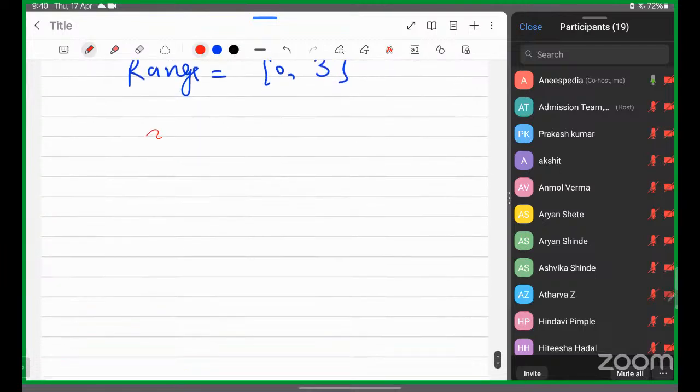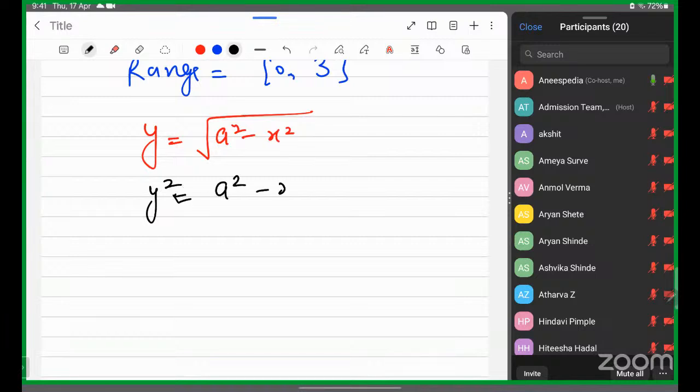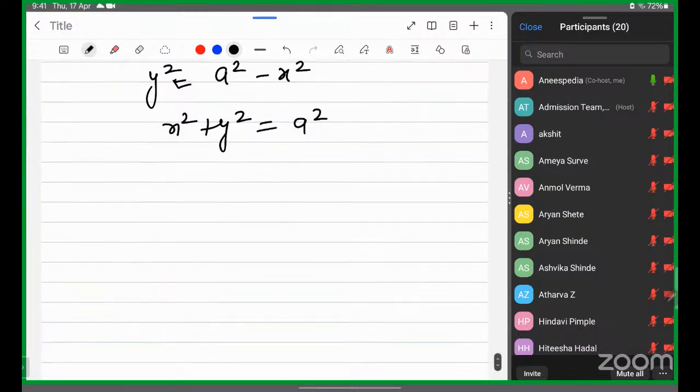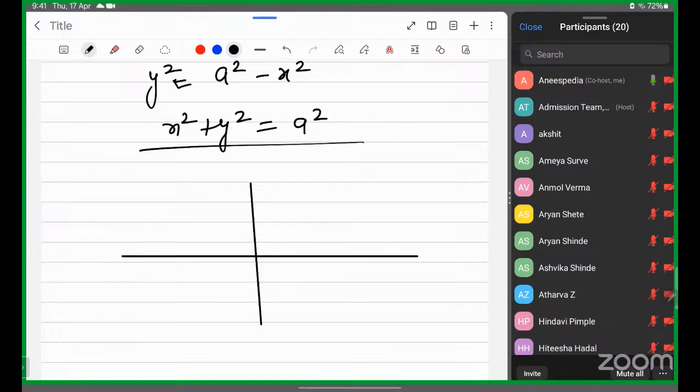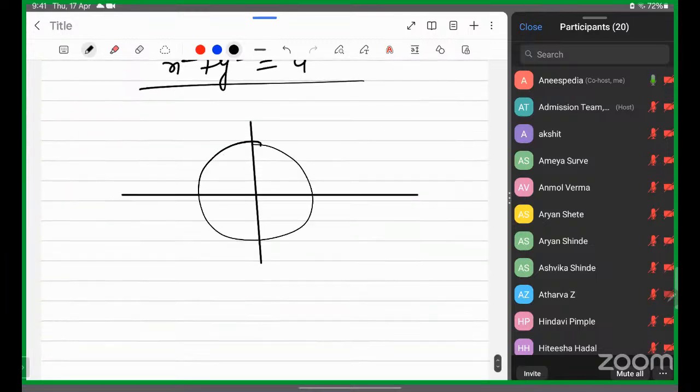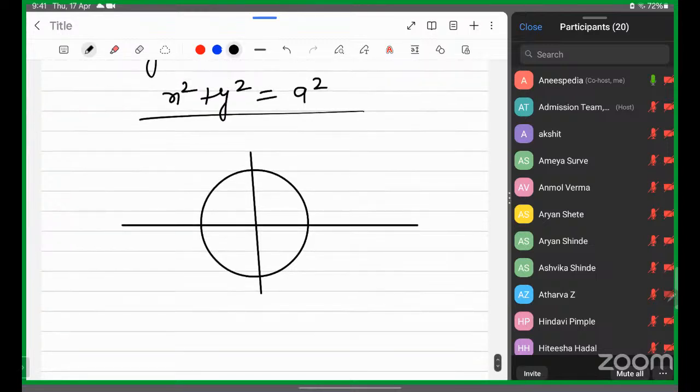There is another approach for the same question. Let's say I want to find out the range y of the function. You can also deal with it this way: square on both sides. This will become x square plus y square equals a square, which is the equation of a circle. If you plot the graph for the given equation, the graph will go something like this. This will be a circle with radius a unit. So this point will be 0, comma a. This point will be a comma 0, and this point will be minus a comma 0.